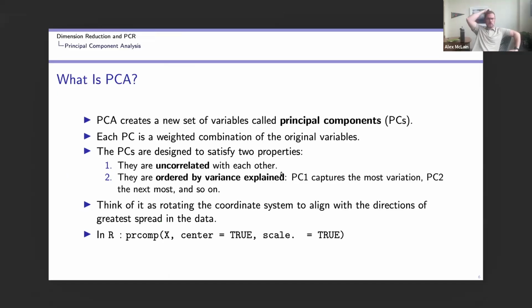Okay, so what is principal component analysis? What it does is it creates a new set of variables. These are called the principal components.